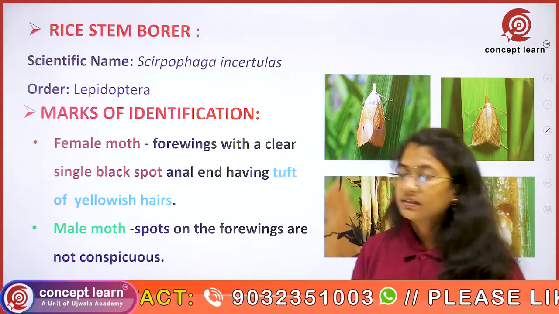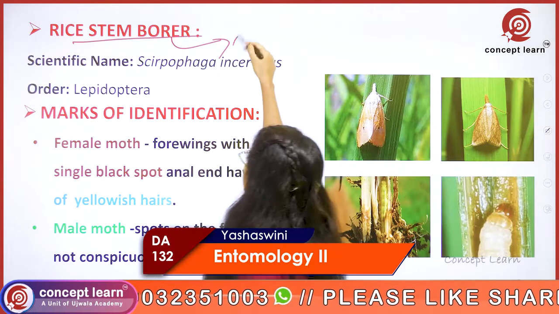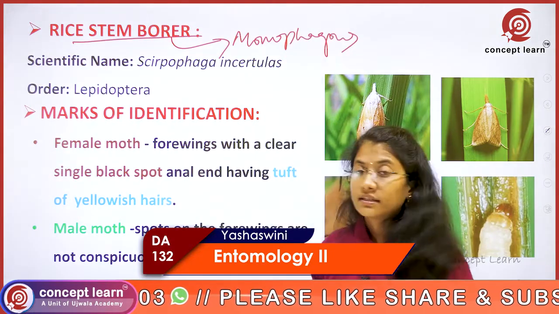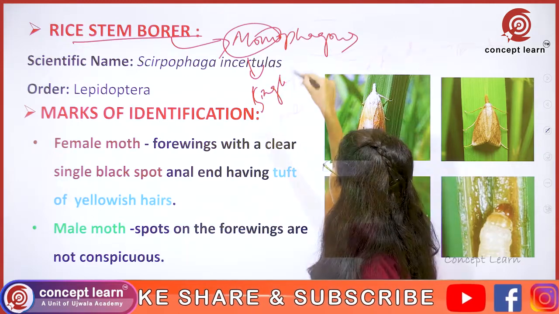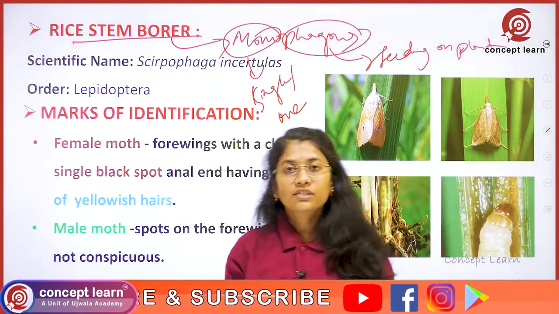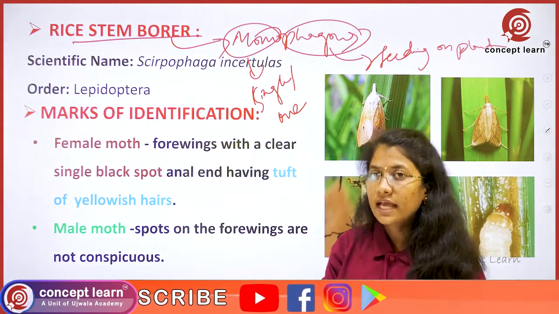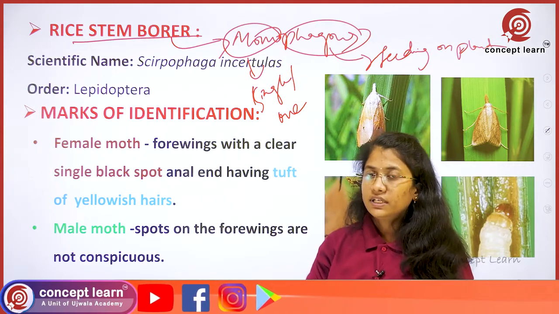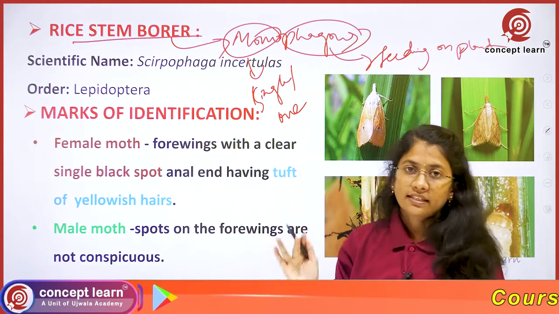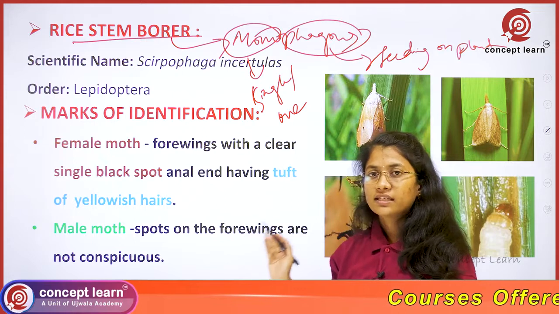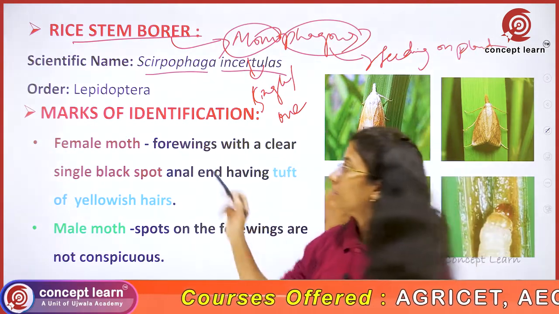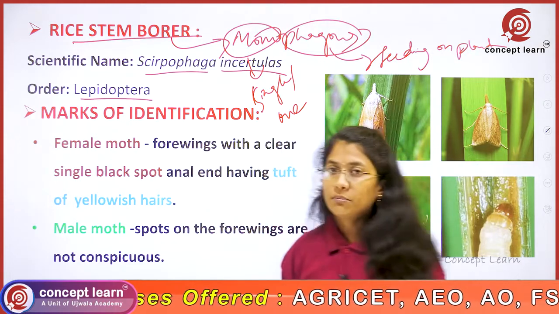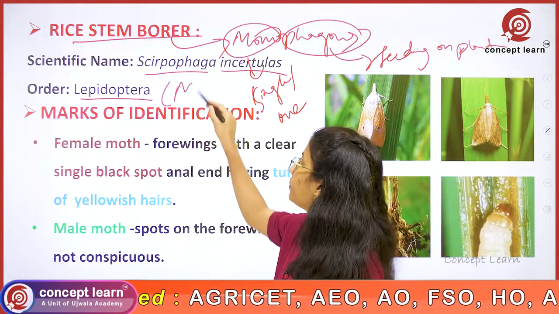So if you see here, this rice stem borer is a monophagous pest. Here the word monophagous represents, mono means single or one. This rice stem borer is found feeding only upon the rice plant and it cannot survive feeding upon other plants. This rice stem borer is known as the monophagous pest of paddy. Its scientific name is Scirpophaga incertulas, which belongs to the order Lepidoptera, and here it is the moth.